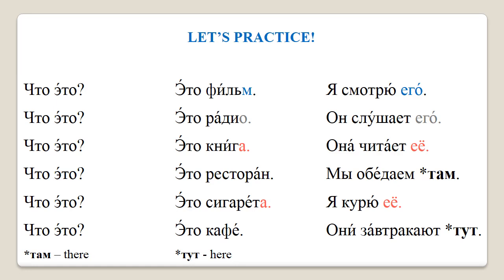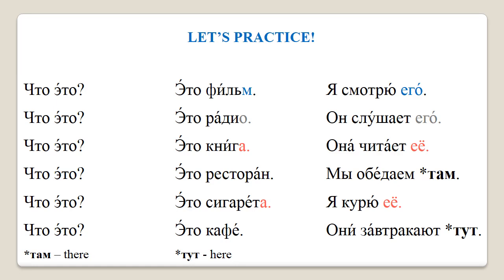Что это? Это ресторан. Мы обедаем там. What is it? It's a restaurant. We're having lunch there. Что это? Это сигарета. Я курю ее. What is it? It's a cigarette. I am smoking it. Что это? Это кафе. Они завтракают тут. What is it? It's a cafe. They're having breakfast here.